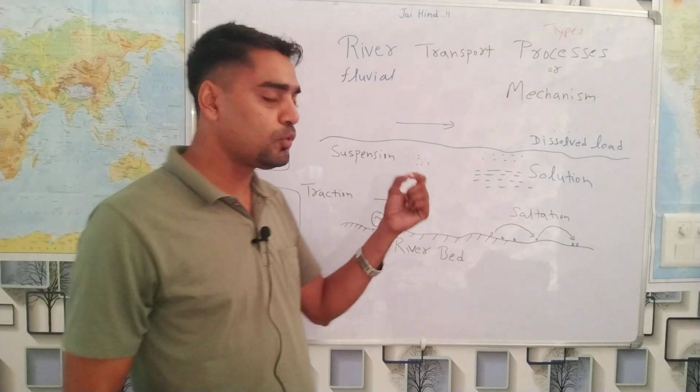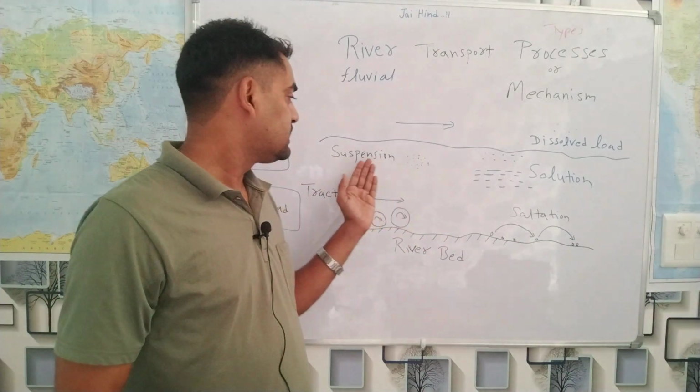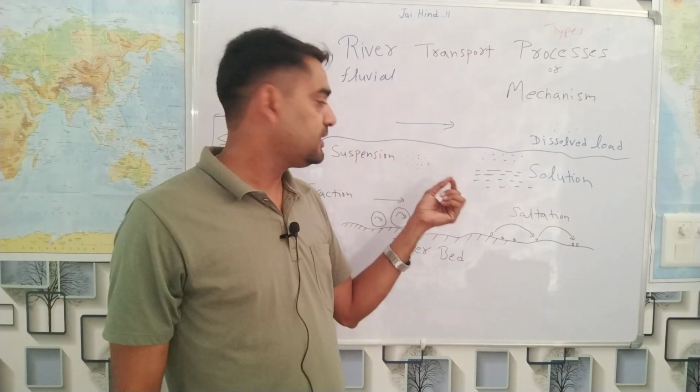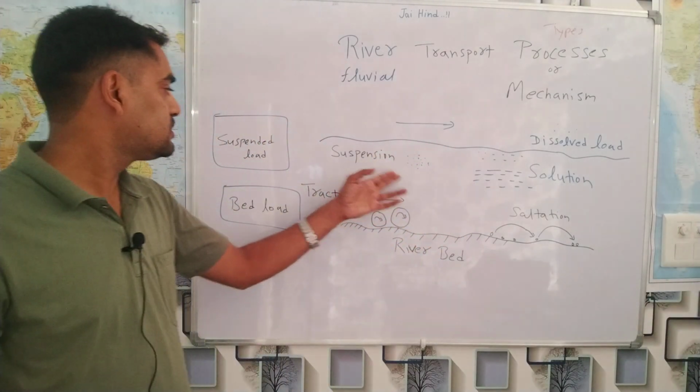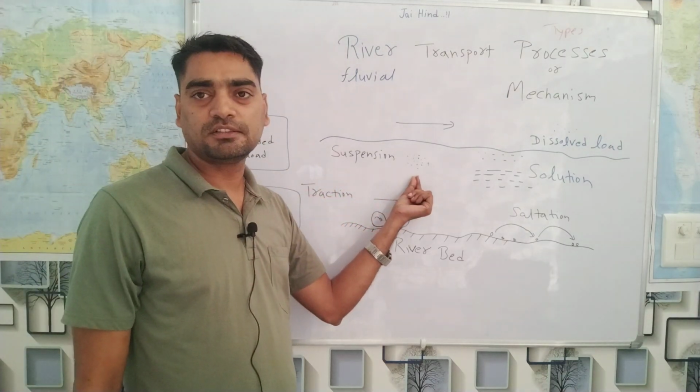If the particles are even smaller, or fine particles, they will be transported by suspension. Suspension means they get transported with the flow of water. So, this load is called the suspended load. These are also small particles.